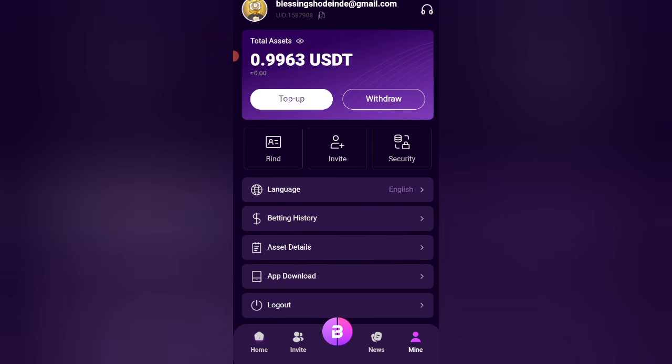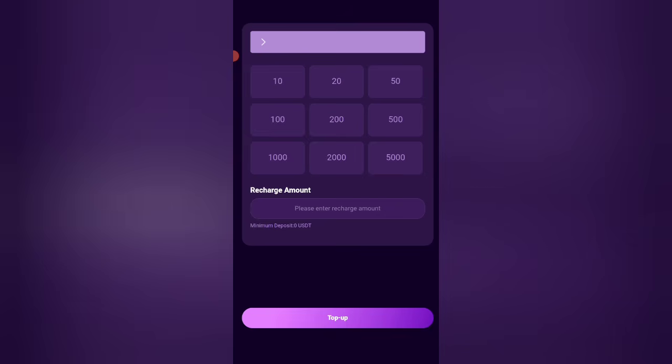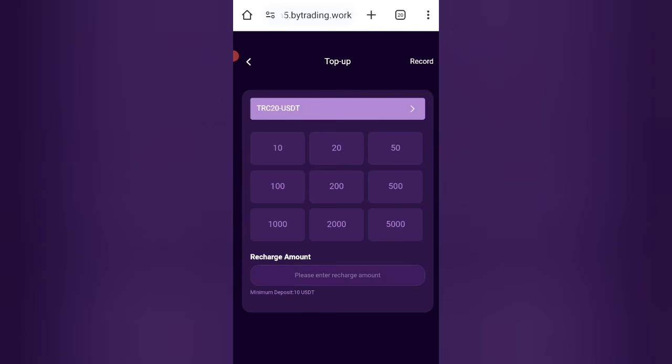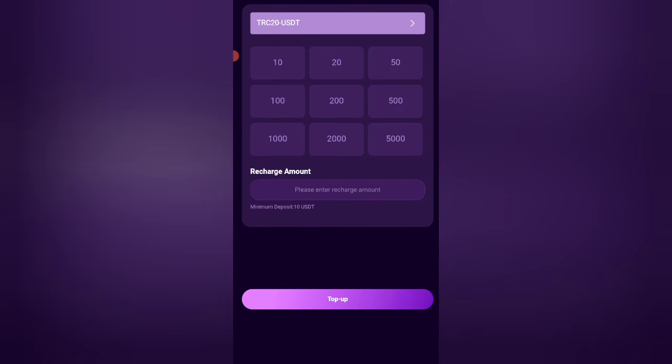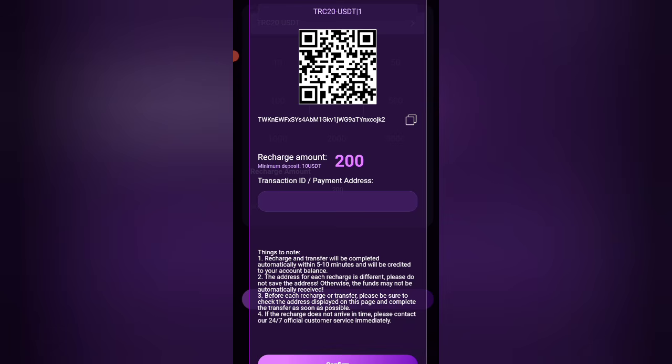If you are topping up, you just click on top up and enter the amount you want, whether it is $1,000, 2,000, 3,000, 20, or 10. You can enter any amount here, then click on top up. The minimum is $10. Then go to where you have your USDT. If I click on this $200, then click on top up, I'm going to copy the receive address and go to where I have my USDT. Then I'll send it to this receive address. It's TRC20.